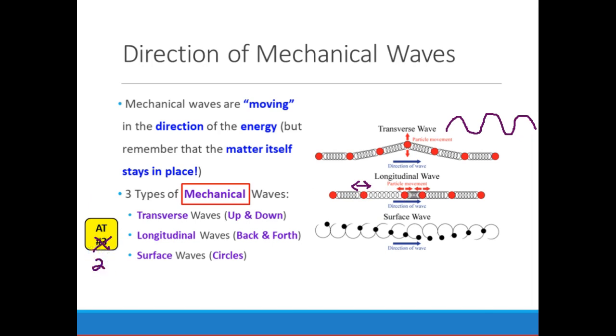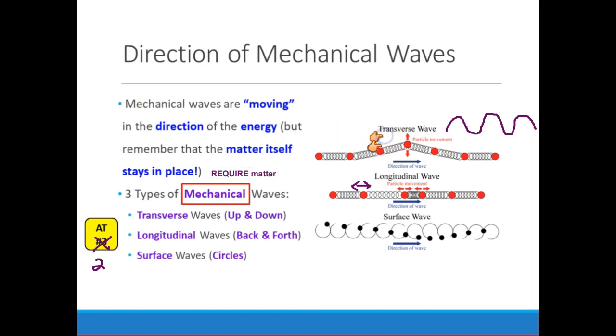And then the last type, we just saw a GIF of it. That was what I just showed you. That was a surface wave where the surface of it actually moves in a circle. So we'll take a look at those ones tomorrow a little bit more, but this is just an introduction. Again, these are mechanical waves, which means that they do require matter.